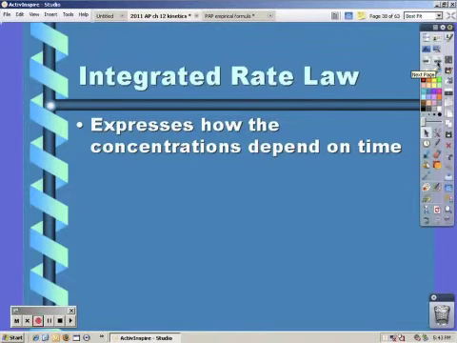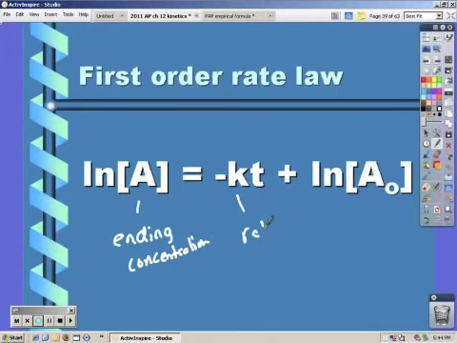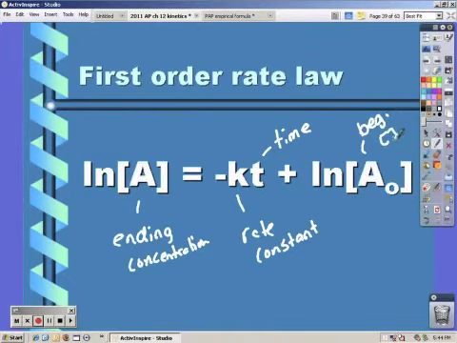So unlike the other rate law, which was concentration and rate, this one we're looking at one concentration and how it varies with time. The first order integrated rate law is ln of concentration. And remember the brackets are concentration. And this is our ending concentration. So how much is unaffected? k is our rate constant, t is time, and A0 is our beginning concentration.